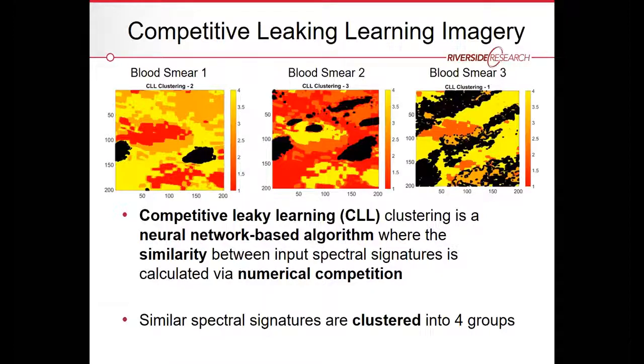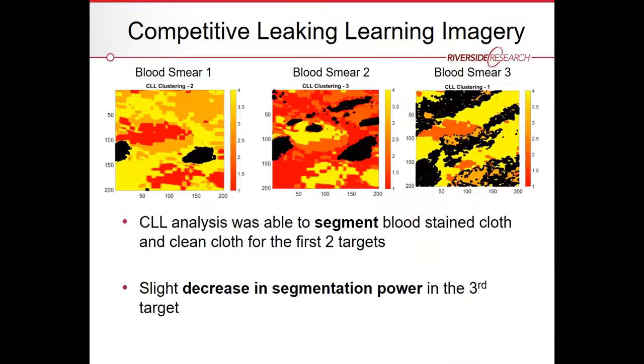Again, you can see the increasing amounts of smear as you go from blood smear 1 to blood smear 2 to blood smear 3. There's a small decrease in segmentation power in blood smear 3, but still you can see a large amount of segmentation. The competitive leaky learning analysis was again able to segment the blood-stained cloth from the clean cloth for the first 2 targets, with a slight decrease in segmentation power in the 3rd target.